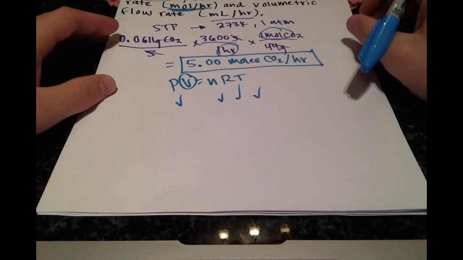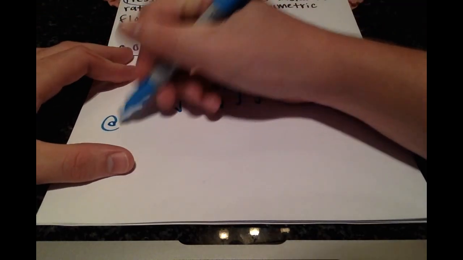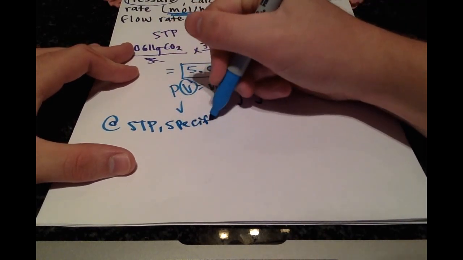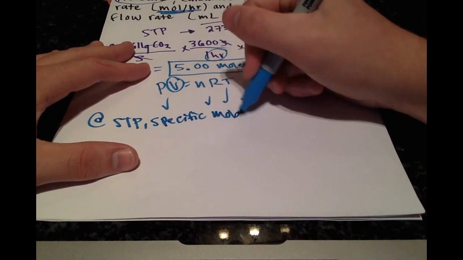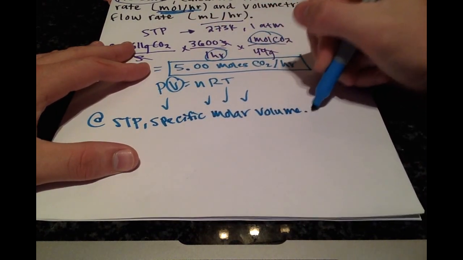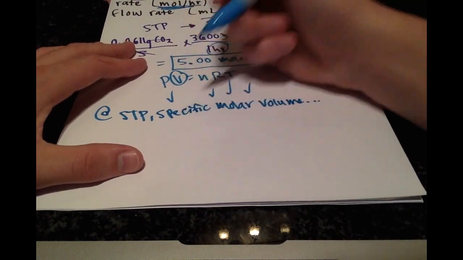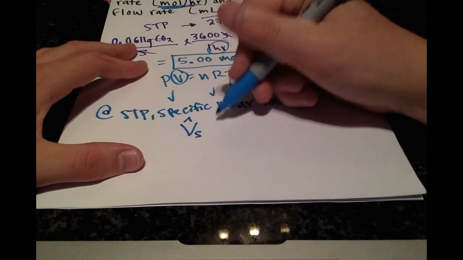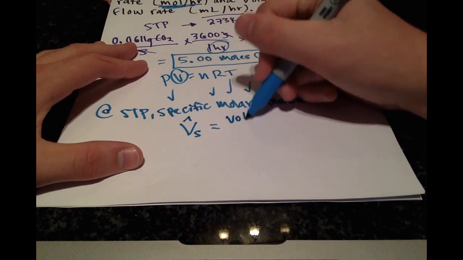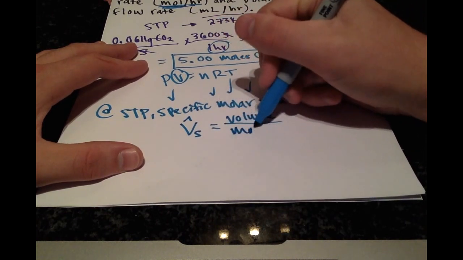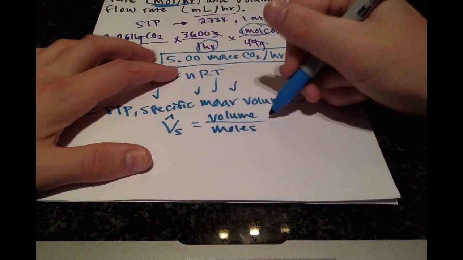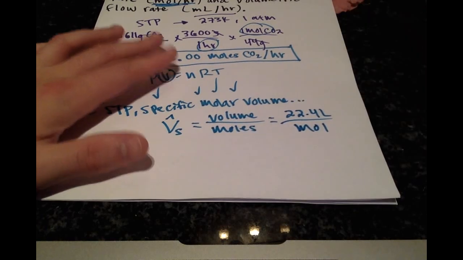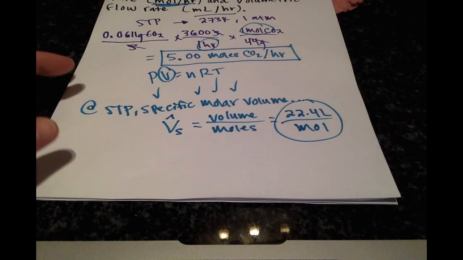But what if I told you there is an easier way? So at STP, we know the specific molar volume. Or at least if you don't, you will in just a second. The way we write that is V with a hat and the subscript S, and that is in the unit of volume per moles. And one of the most common values for that is 22.4 liters per mole. And this is a very useful conversion factor.